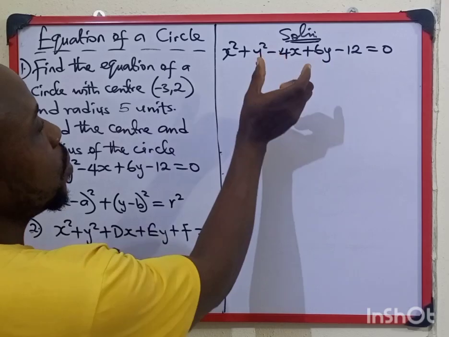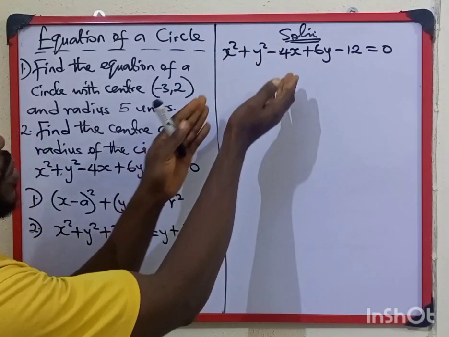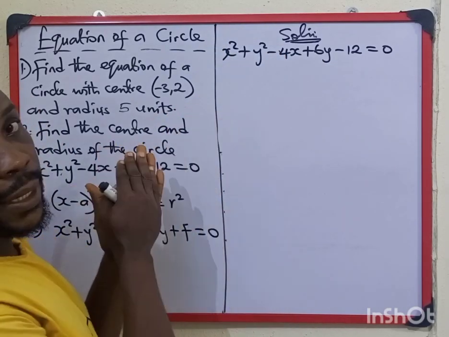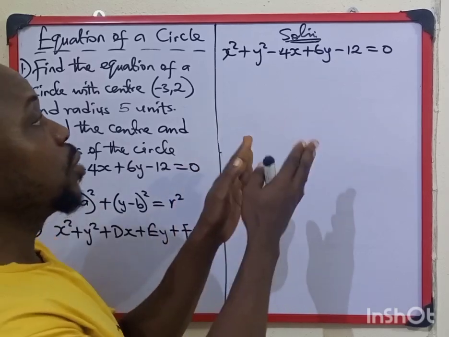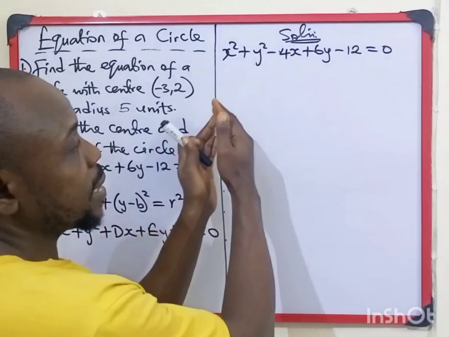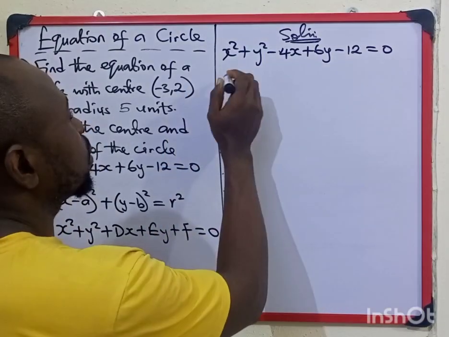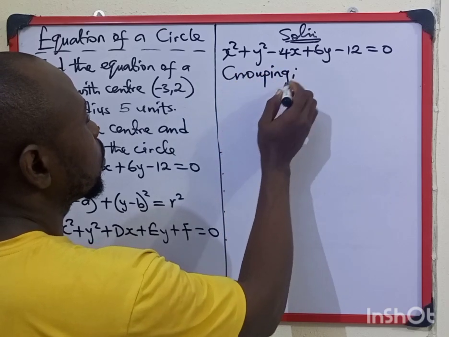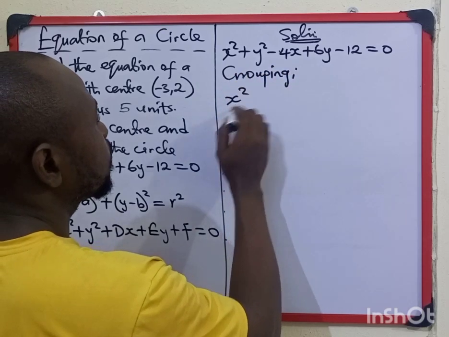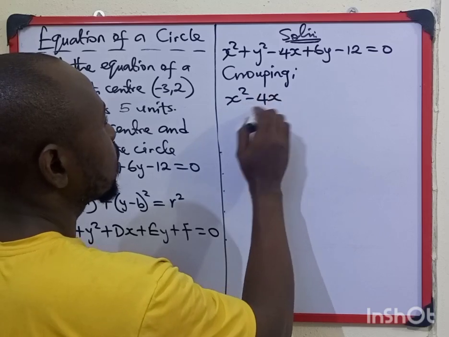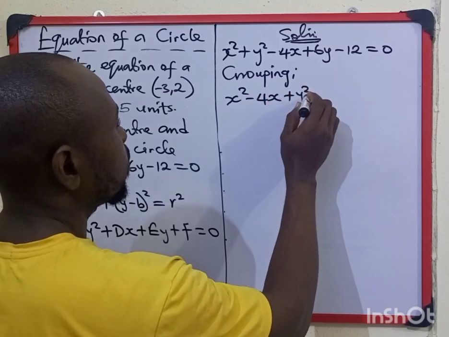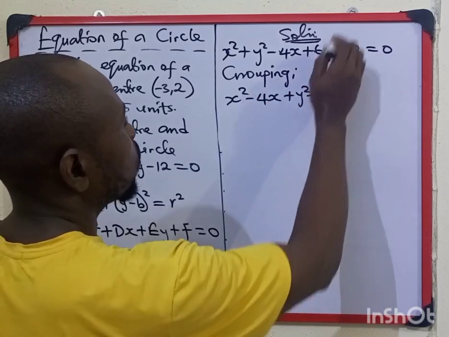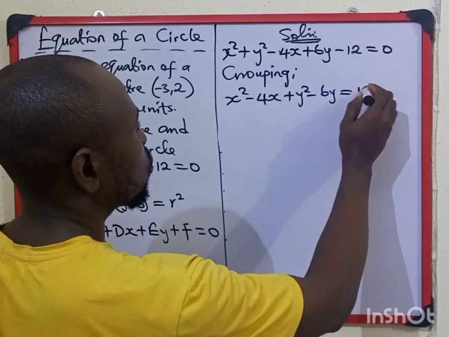Okay, so the first step we need to do here is to group. Anything that has x should be grouped to one side, and anything that has y should be grouped to another side. Both should be on the same side, but they have to be grouped. So I will say grouping: x squared minus 4x plus y squared minus 6y equals, I want to move this minus 12 to the other side, so it becomes plus 12.